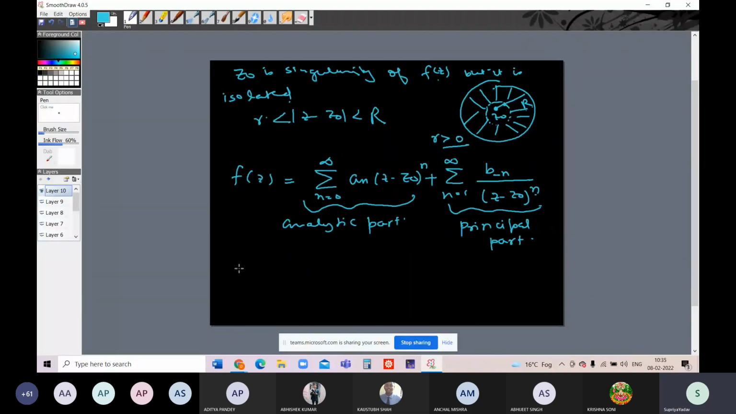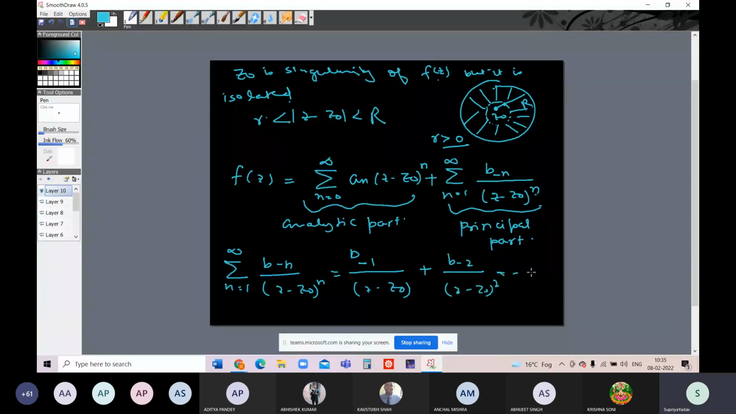So if we are expanding this part, the sum from n = 1 to infinity of b_n over (z minus z naught) to the power n, this will be b_1 over (z minus z naught) plus b_2 over (z minus z naught) square plus so on. So you can see here b_1 is the coefficient of 1 upon z minus z naught, and b_2 is the coefficient of 1 upon (z minus z naught) square in the principal part of this Laurent series.